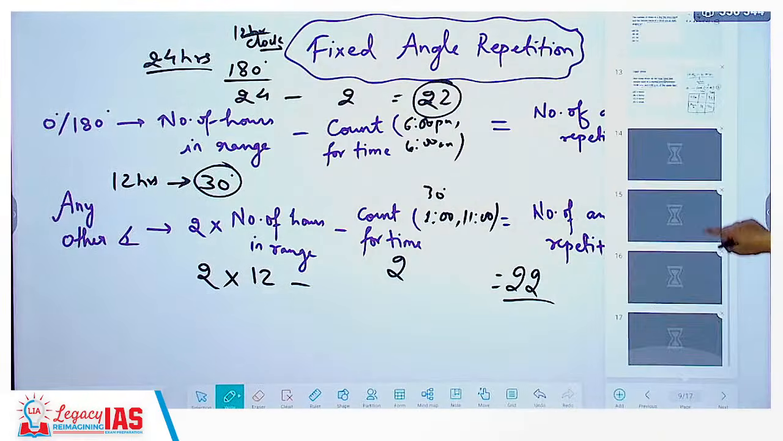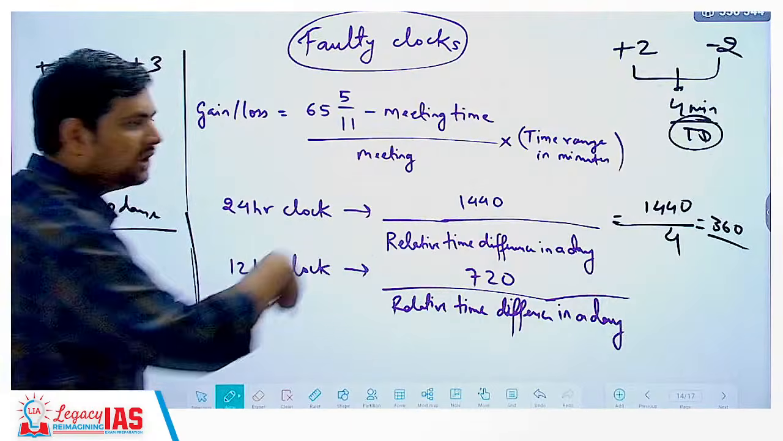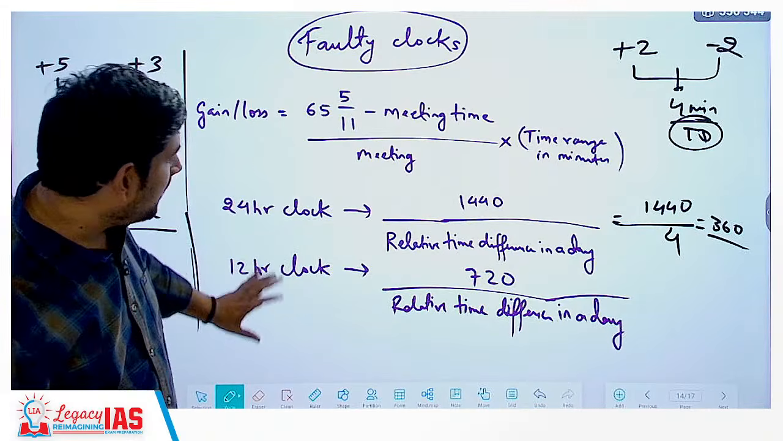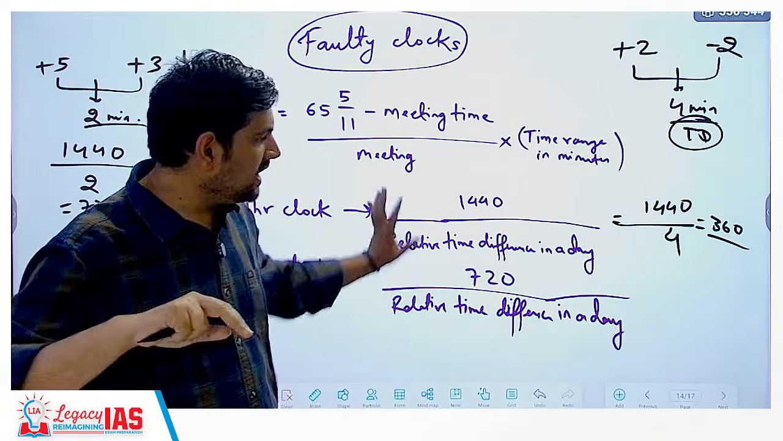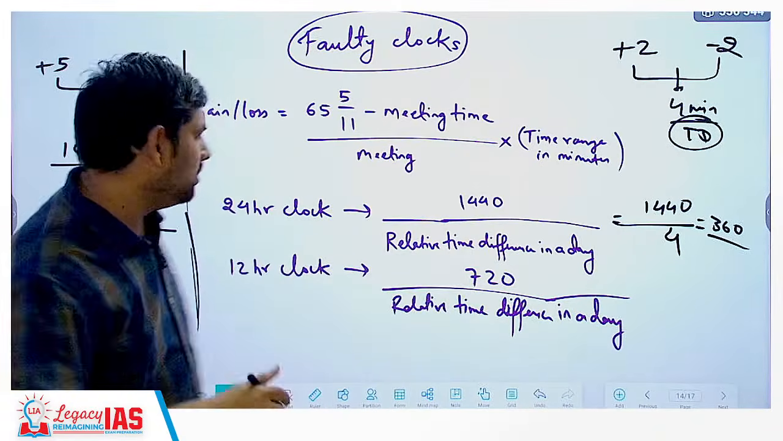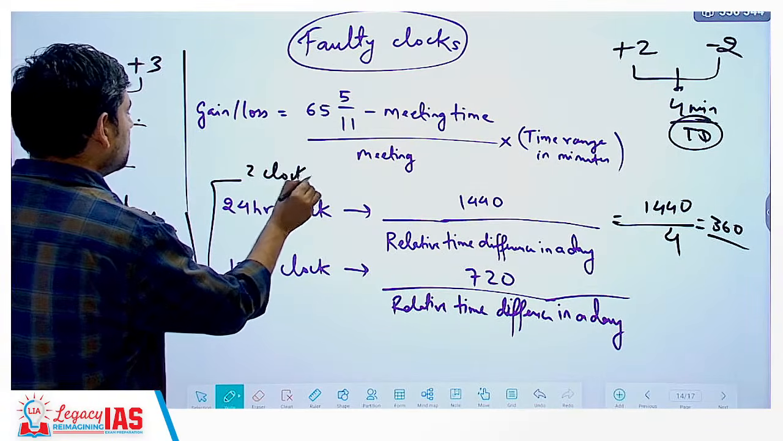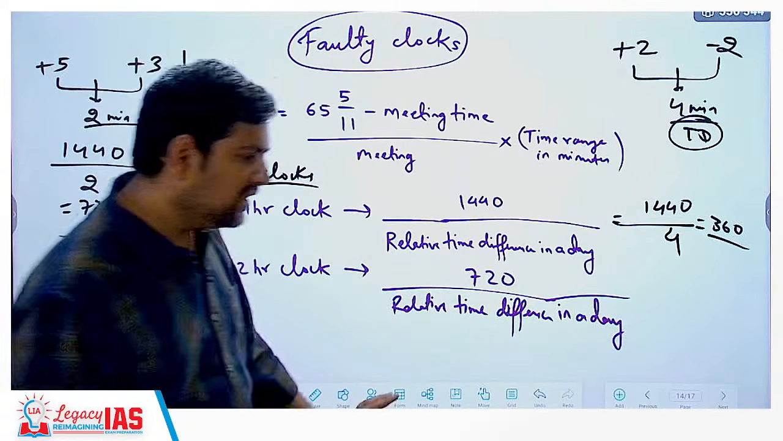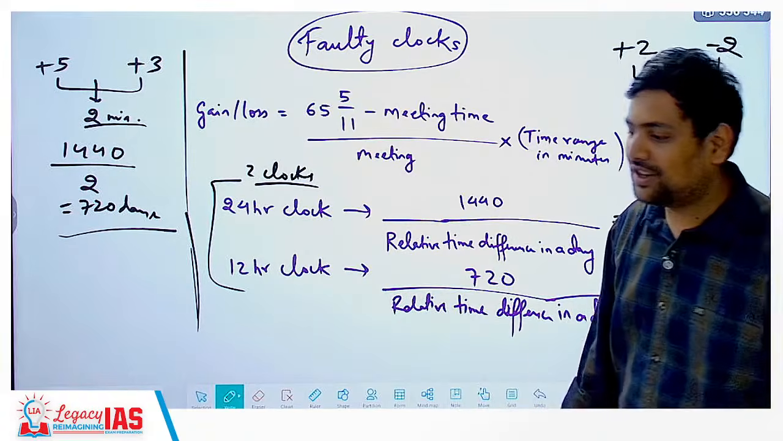After this, you come here for faulty clocks. If meeting time is given to you, this is your formula, gain or loss. And if a 24-hour or 12-hour clock is given and there is some issue with the clock, if it is a comparison between two clocks, when they will show the same time, these are your formulas. So using these 4 or 5 concepts, you can do all the questions of the clocks chapter.